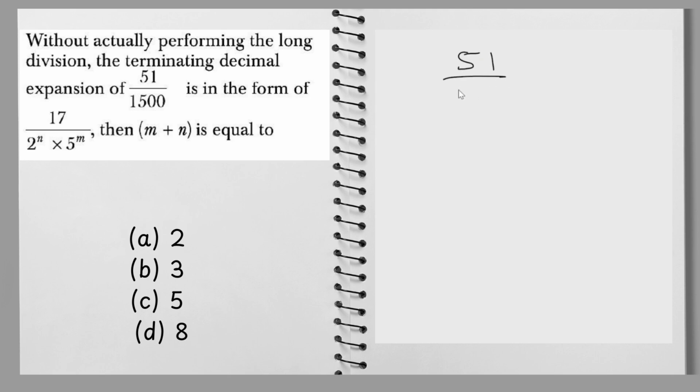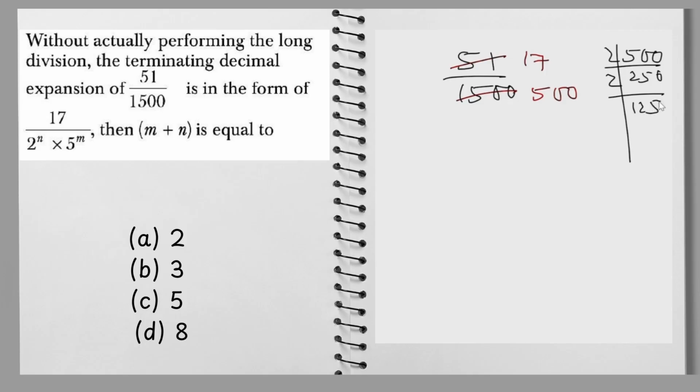So first we are going to reduce 51 over 1500. As you can see, they are not co-primes. In fact, both are divisible by 3. So 3 17 times, and this is 3 500 times. Now next I'm going to do the prime factorization of this number, that is 500. So this is 2 250 times. Further with 2 again, that is 125 times, with 5 25 times, 5 5 times, and 5 1 time.